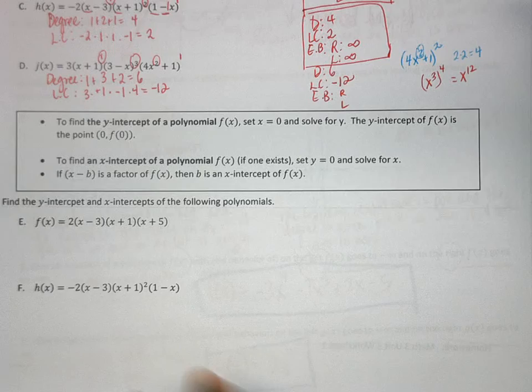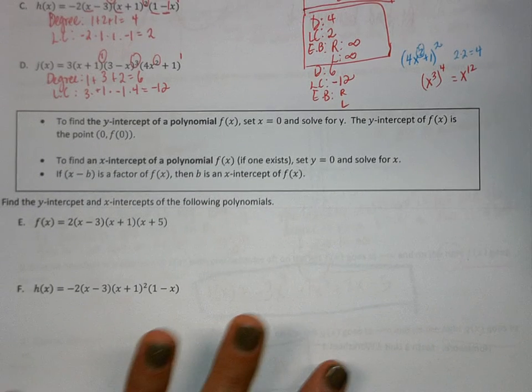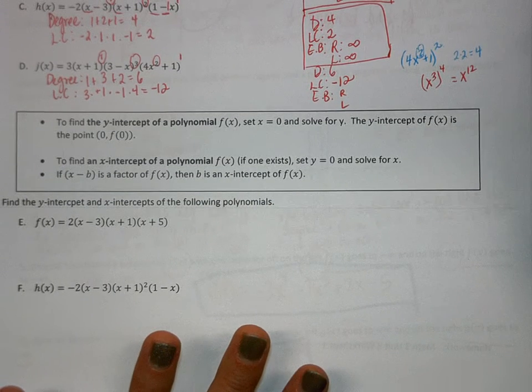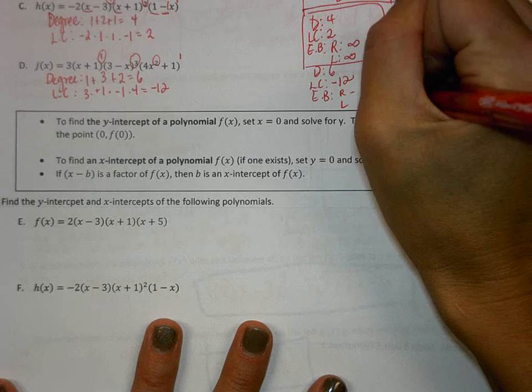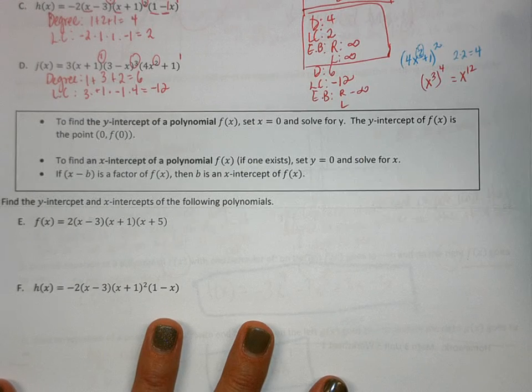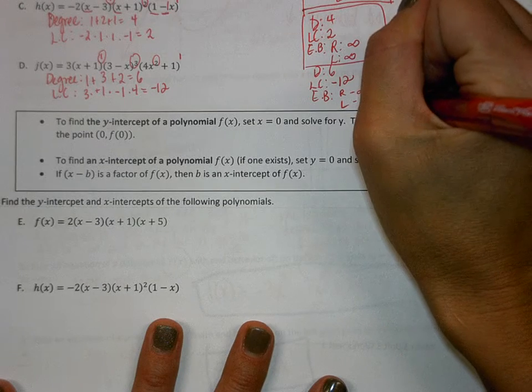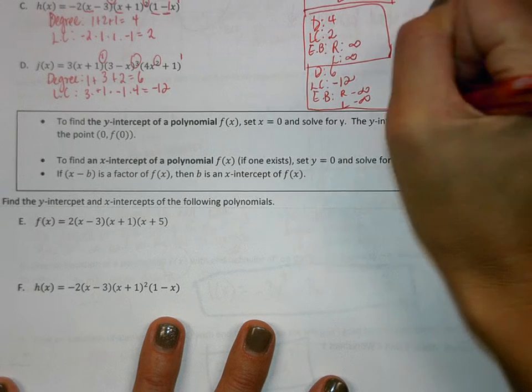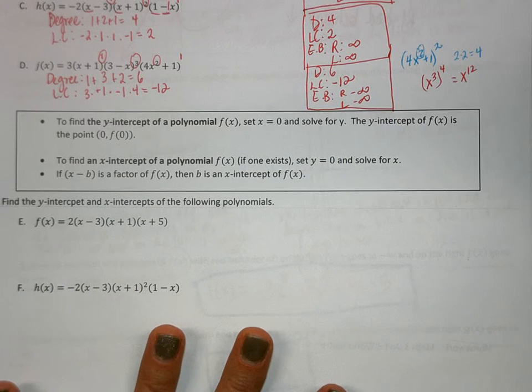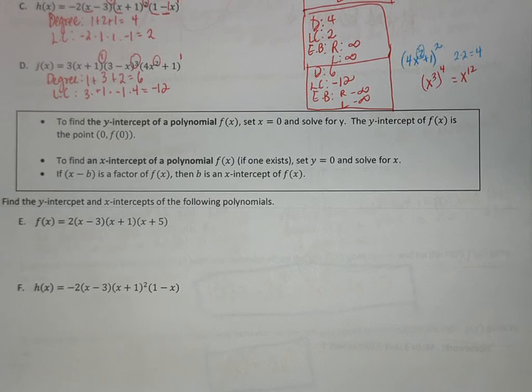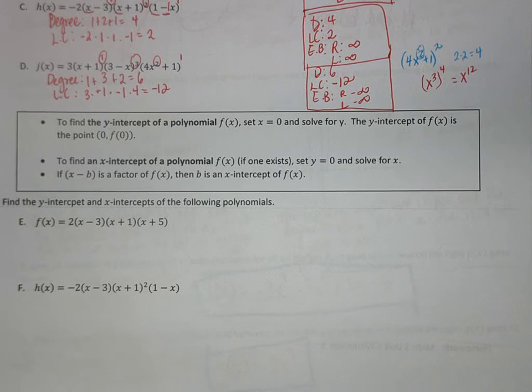Based on it being an even degree and the leading coefficient being negative 12, on the right side I'm going to go to negative infinity, and on the left side I'm going to go to negative infinity, because evens go in the same direction. Okay, any questions so far? No, this is pretty easy, yes? We're good? Okay, so the next thing is finding the y-intercept.